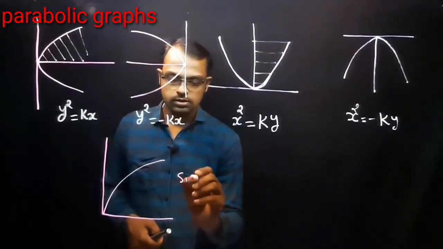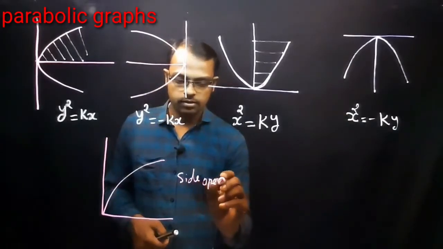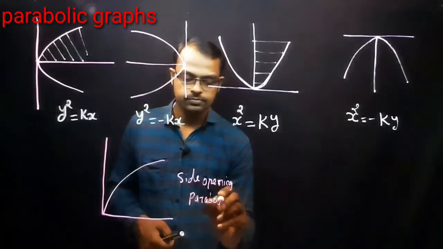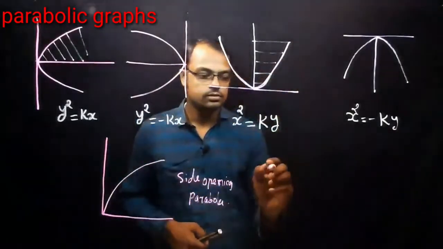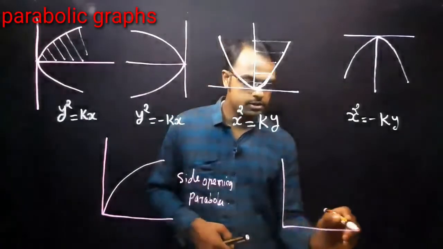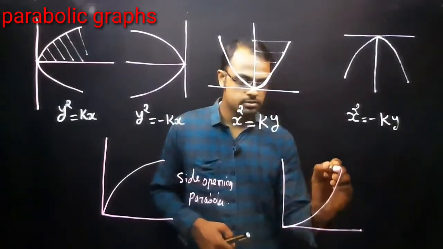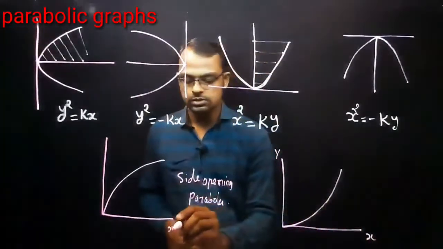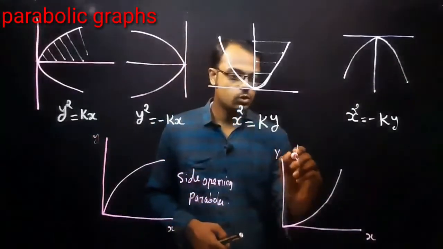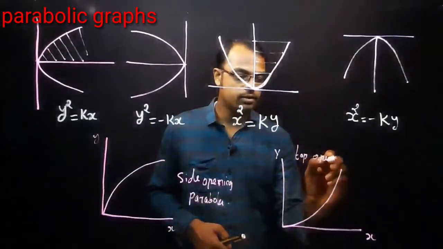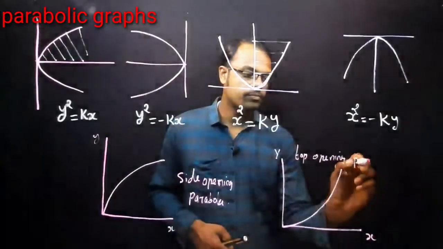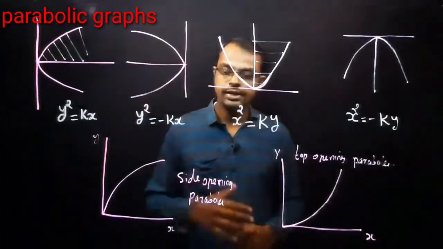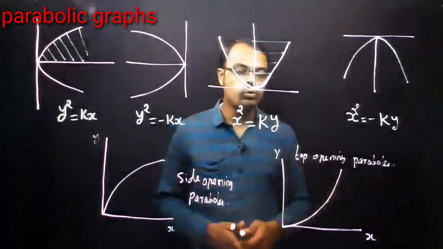So this is called what? Side opening parabola. And the next one we require, the graph is like this. Definitely this is the y-axis and this is the x-axis. Here also this is the x-axis and this is the y-axis. This is called top opening parabola. Now if you see, this is the side opening parabola and this is the top opening parabola.